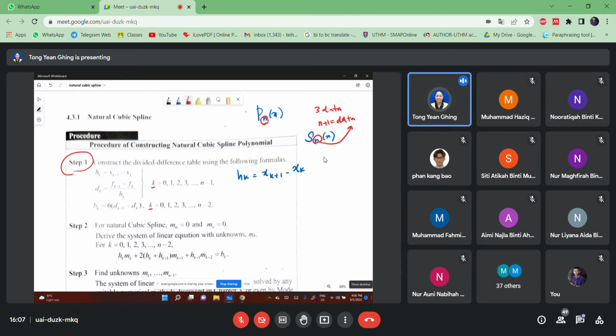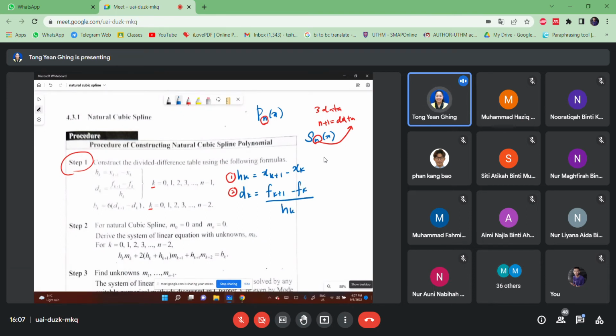This is the first thing we have to get, the parameter. The first one is this one, hk. So the formula of hk is x_{k+1} minus x_k. And the second one is we need to find dk. dk is f_{k+1} minus f_k divided by hk.